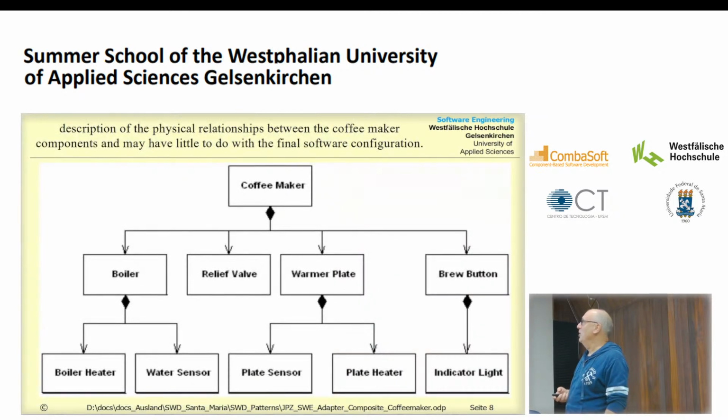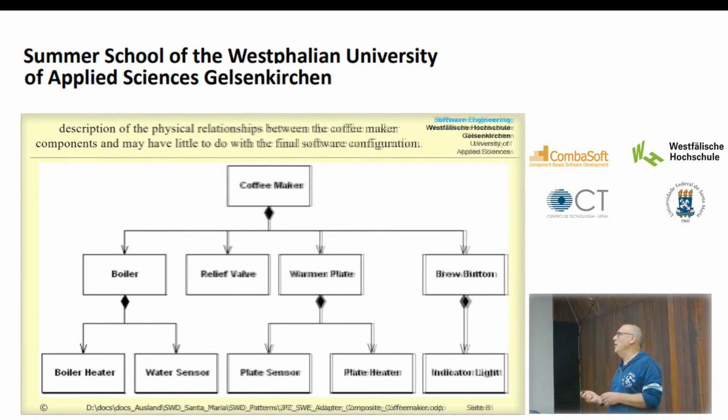So this is a technical system. We make a class diagram, a whole-part class diagram. We say, okay, the coffee maker consists of the boiler, the relief valve, the warmer plate, and the brew valve. The boiler has the boiler heater and the water sensor. The warmer plate has the plate sensor, the plate heater, and the indicator light.